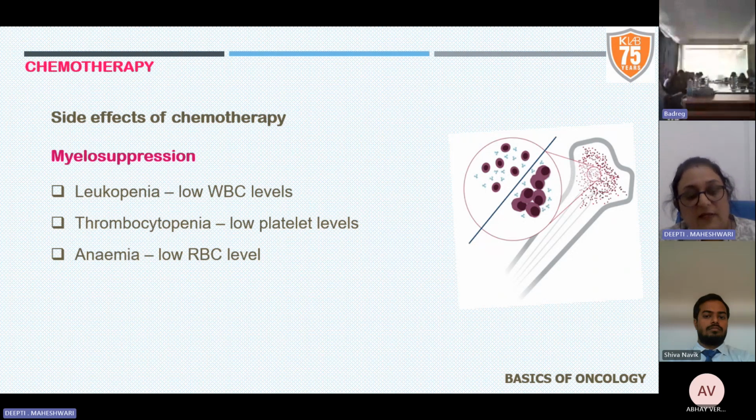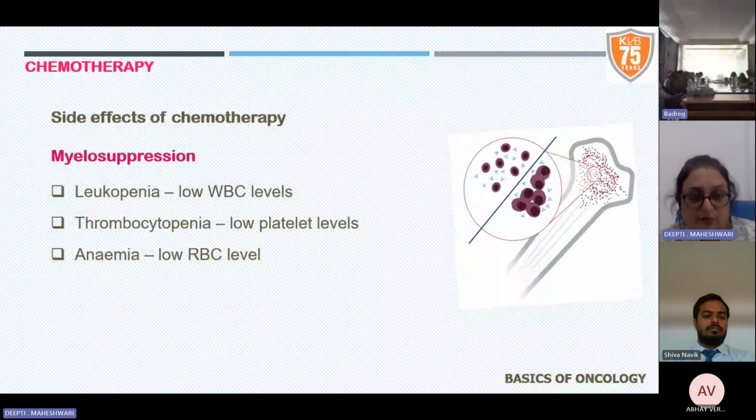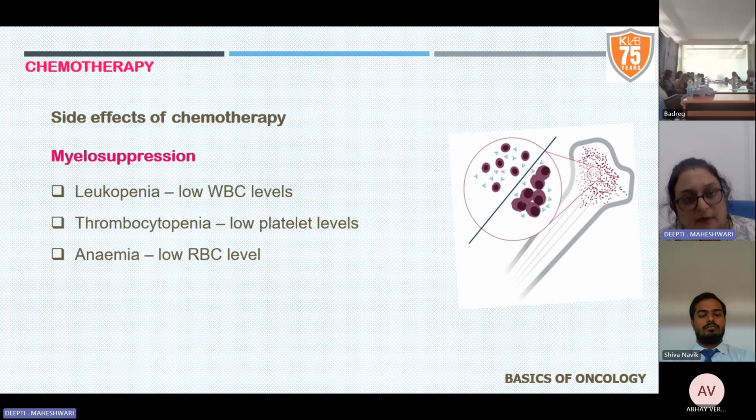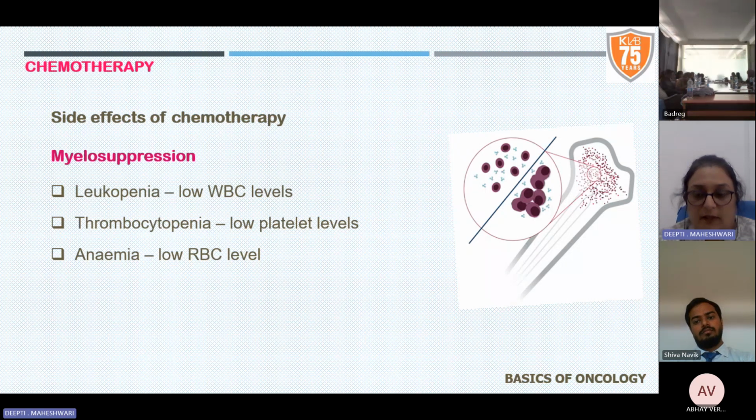All these side effects can be managed by different drugs. For anemia, you can give iron supplements. For treating leukopenia, you give filgrastim, a granulocyte colony stimulating factor, GCSF. Filgrastim is given to treat leukopenia. So there are different drugs and different molecules which can be given to treat these side effects associated with the chemotherapeutic agent.